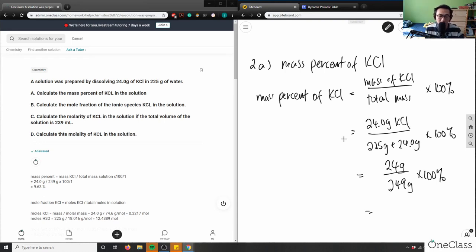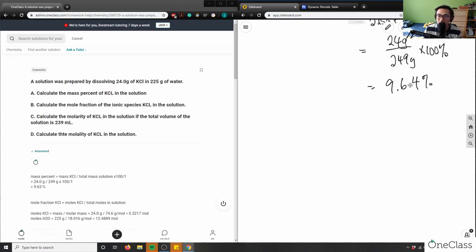And then I can simply plug it into my calculator, right? So 24 grams divided by 249 times 100 would give me a value of 9.64. I'm doing 3 significant digits, so 9.64% would be my mass percent of KCl. They did the exact same thing, mass percent equals mass of KCl to total mass times 100, which is good. And they did the exact same math here. You get 9.64. That's correct.